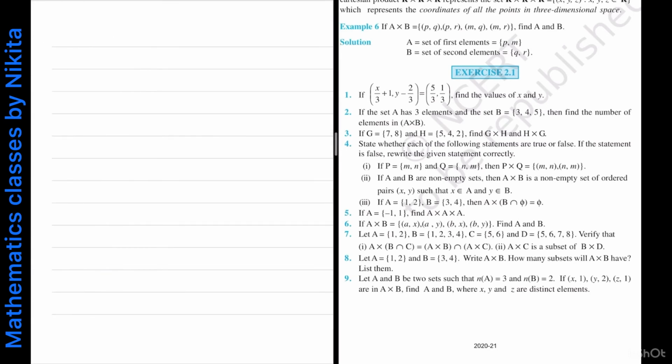Now let's see the next question, question number 9. Let A and B be two sets such that n(A) is equal to 3, n(B) is equal to 2.